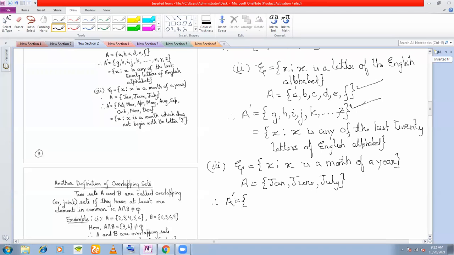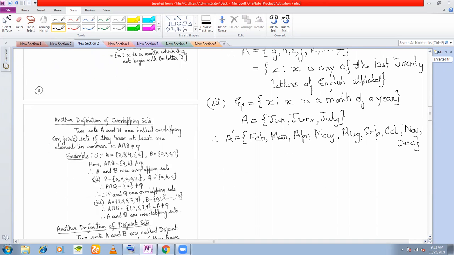All those months that are not there in A. What are the months that are not there in A? Feb is not there. March, April, May. June is there, so you cannot write June. July is also there, so you cannot write July. So again, you have August, September, October, November, and December. So A is given to you in tabular form, so you have expressed this in tabular form. Up till this is okay.